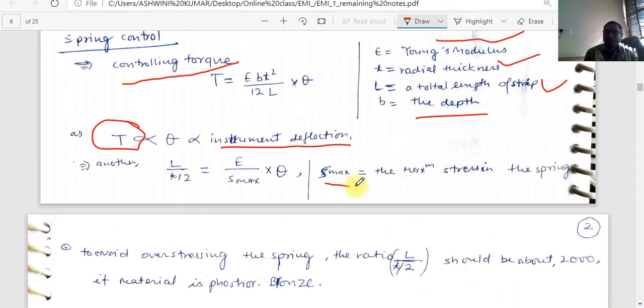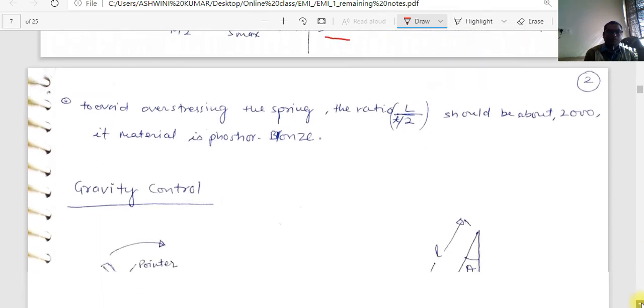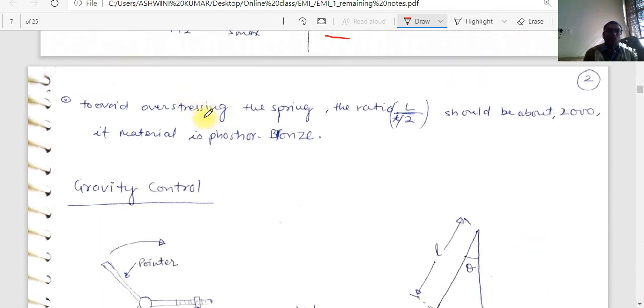Now we can check here. To avoid overstressing the spring, the ratio L by t by 2 should be about 2000. Its material is phosphor bronze.